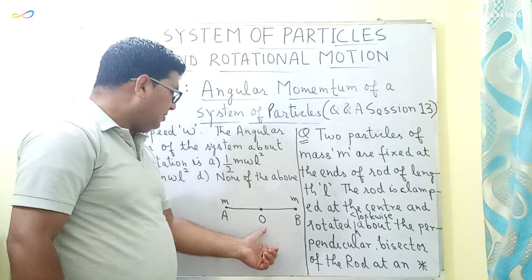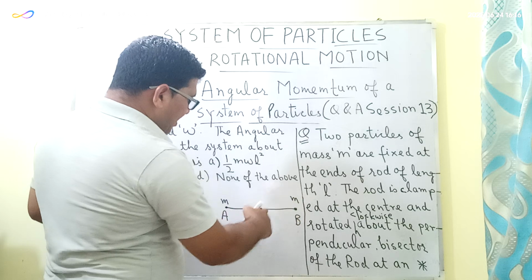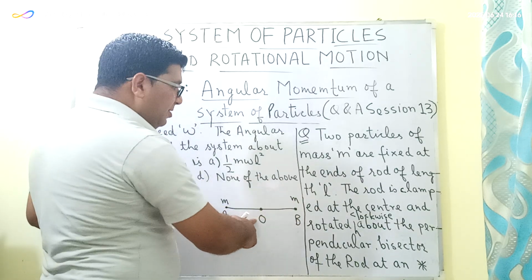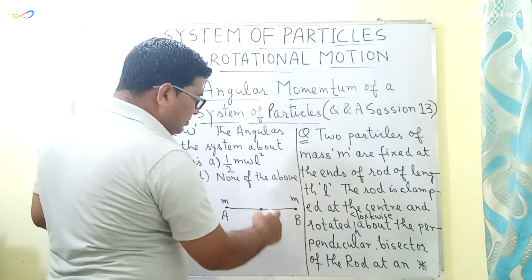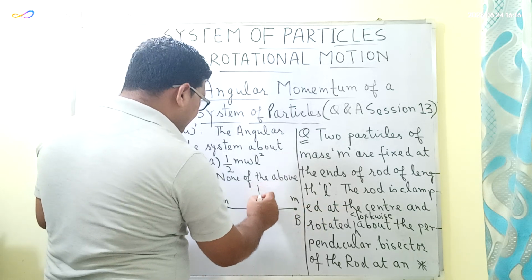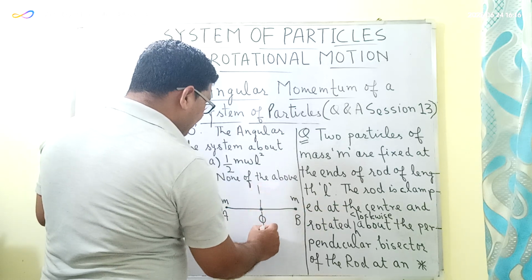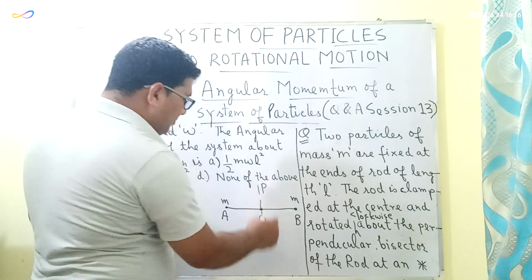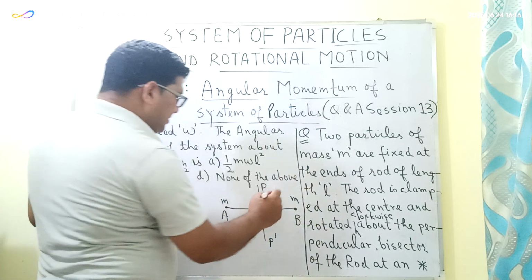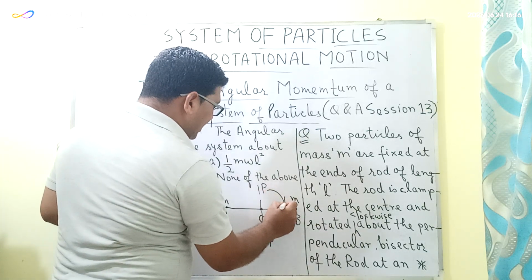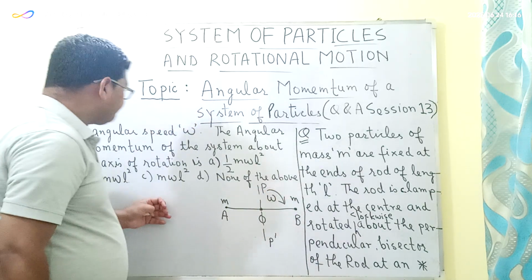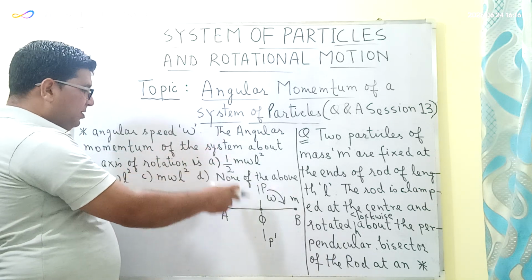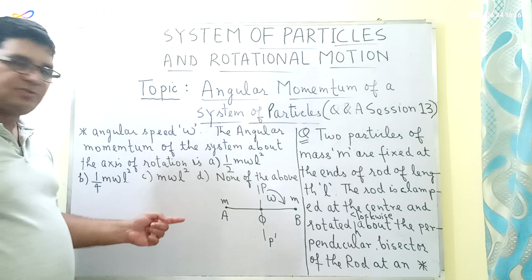O is the center of the rod and the rod is clamped at the center, that is, at this point O, and it is rotated clockwise about the perpendicular bisector of the rod. This is the perpendicular bisector which I am making here, that is P dash. The rod is rotated clockwise like this with an angular speed of omega. So we have to find the angular momentum of the system about the axis of rotation.